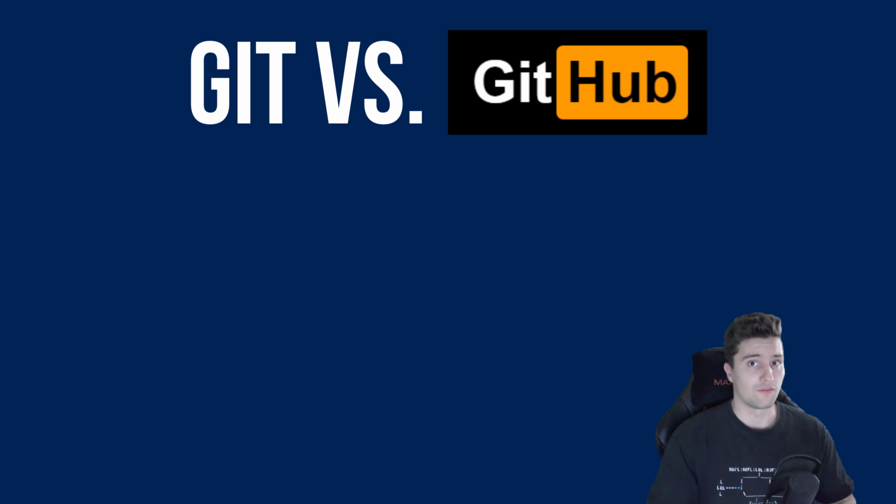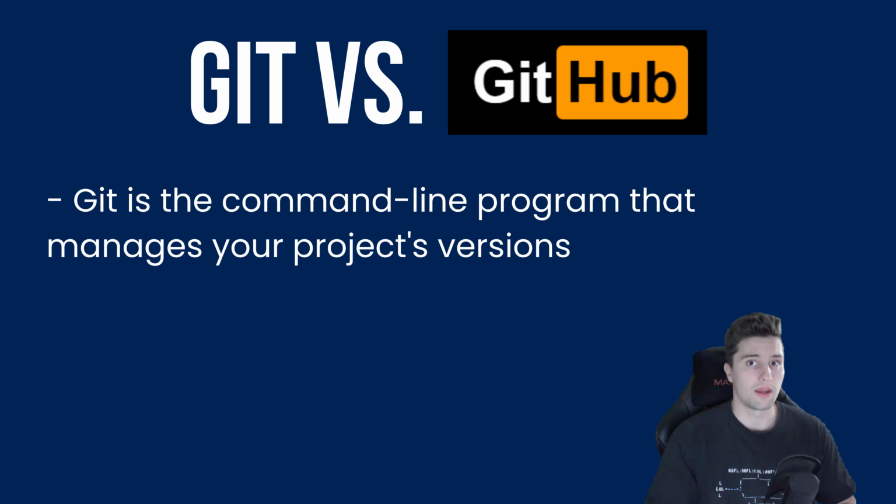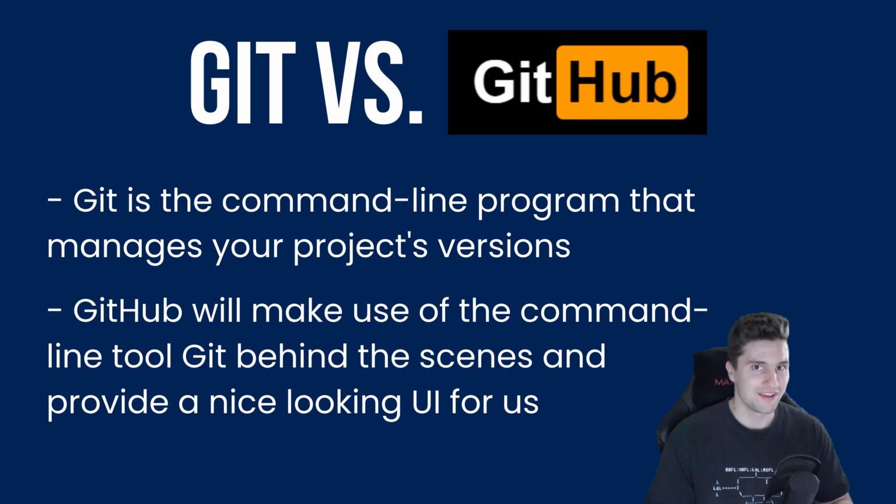So in porn, you actually have all the actors performing their job. And Git is actually the command line program that does the job, so that manages your project's versions. And then we have Pornhub, which is just a website that takes those videos and presents them in a nice way. And GitHub actually does the same. Just not with such videos. Instead, it will provide you a nice looking UI with some extra functionality to easily share and manage your projects, basically. So in the end, GitHub is just the website that makes use of the command line tool Git and provides you a nice UI with which you can work very well.